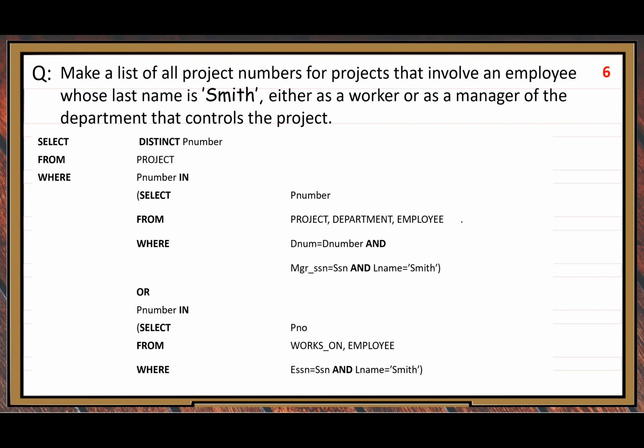Select distinct P number, project number, from project. Only one table, project. Then the inner query: P number in, the in operator. After the in operator, another select query. Look at that, another select query.